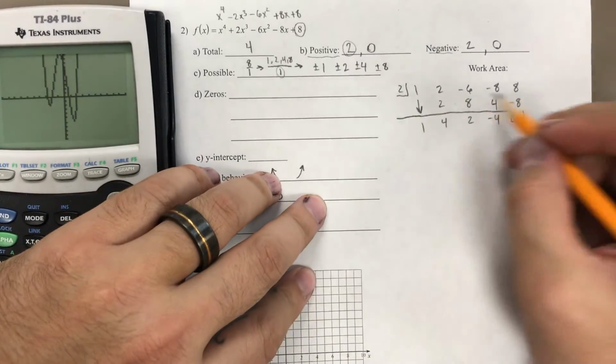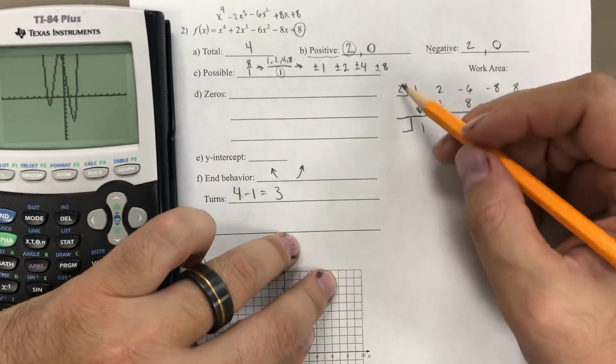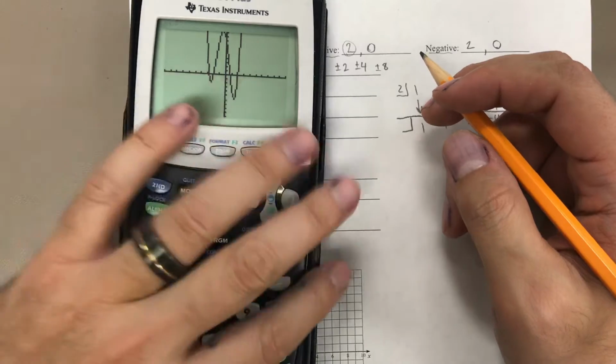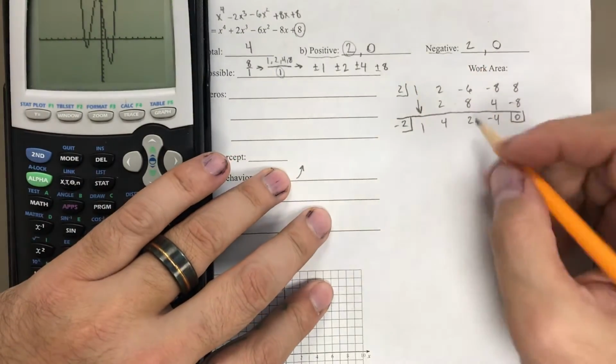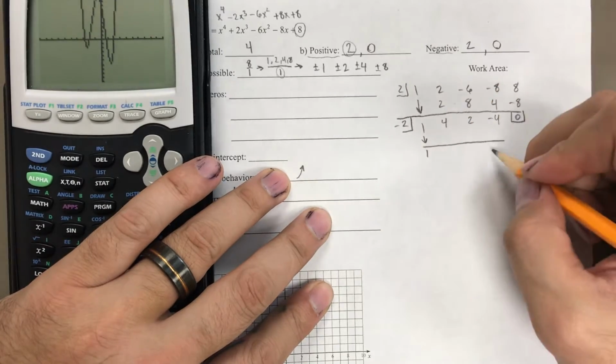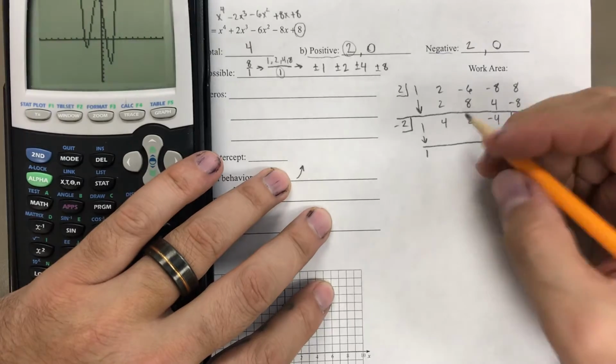So don't just start over again, continue on with your synthetic division using another 0. I already used 2. Now I'm going to use my other 0 that I see right away, which is negative 2. So negative 2 goes in the corner now. And I do the synthetic division algorithm again. And I should end up, again, with a remainder of 0, since this is an x-intercept.